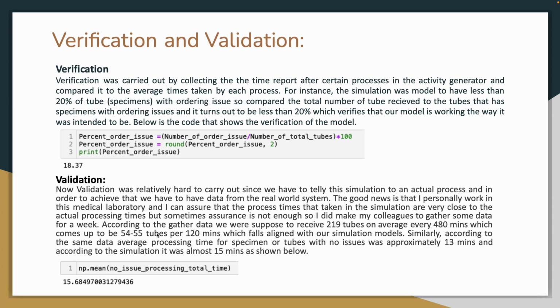The first one was to count the overall number of tubes. On average, we used to get 219, sometimes 230, sometimes 210 tubes for 480 minutes, which roughly comes to 54-55 tubes per 120 minutes. I'm running the simulation for 120 minutes because I don't want it to be too heavy on computers. Since I'm doing 100 runs after that to get a mean and avoid a lot of variance in the data, I also looked at the overall processing time with no issues.